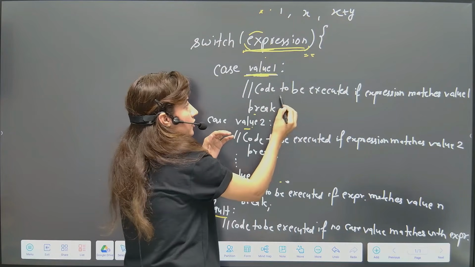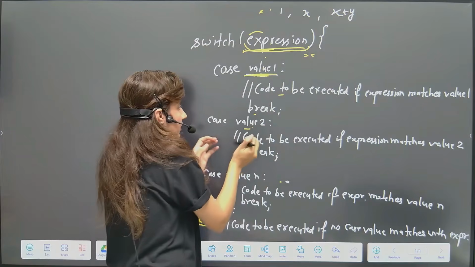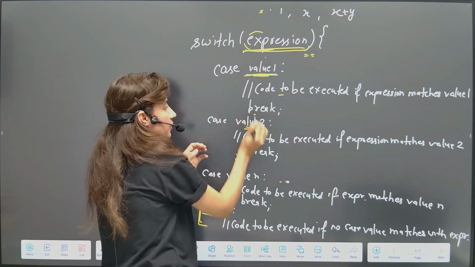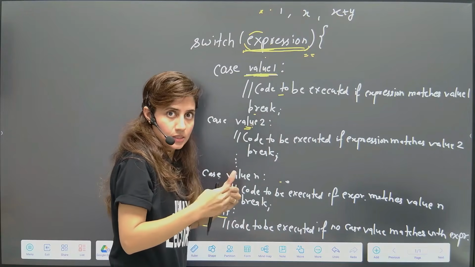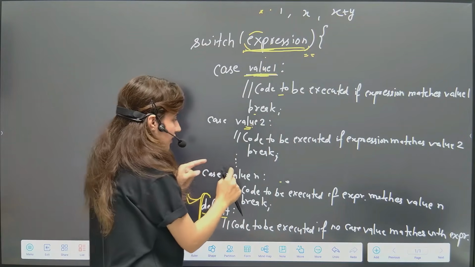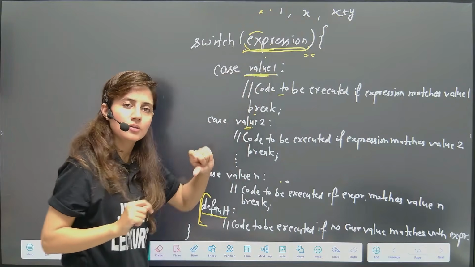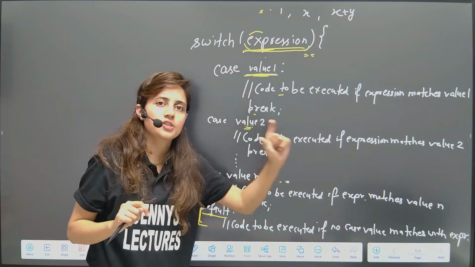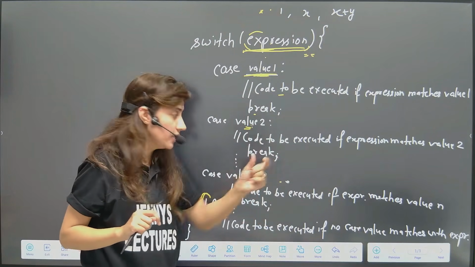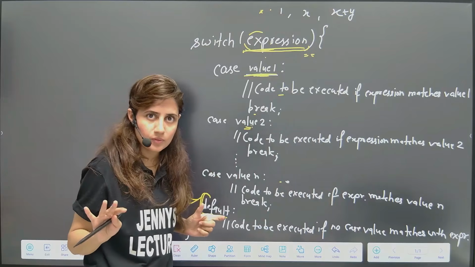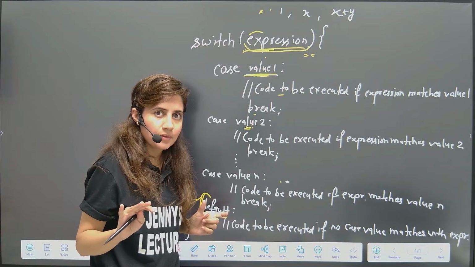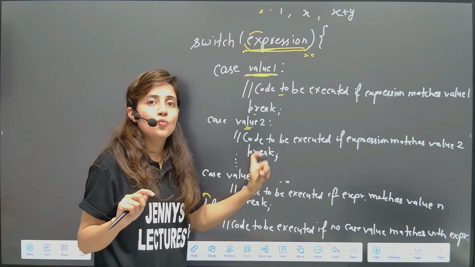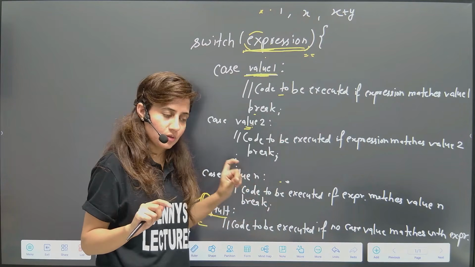This is true means this code would be executed. If this value is equal to this expression, this code would be executed. Whatever case value matches with the expression, only that case would be executed. Only the code block of that case would be executed. Right. And I'll show you the internal working of this switch case statement also.